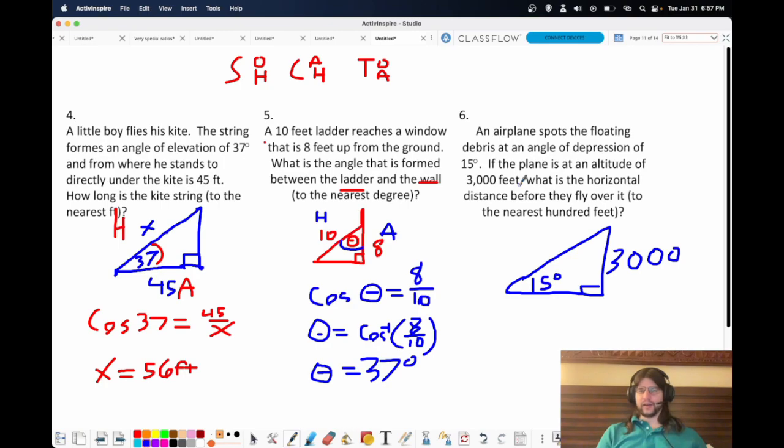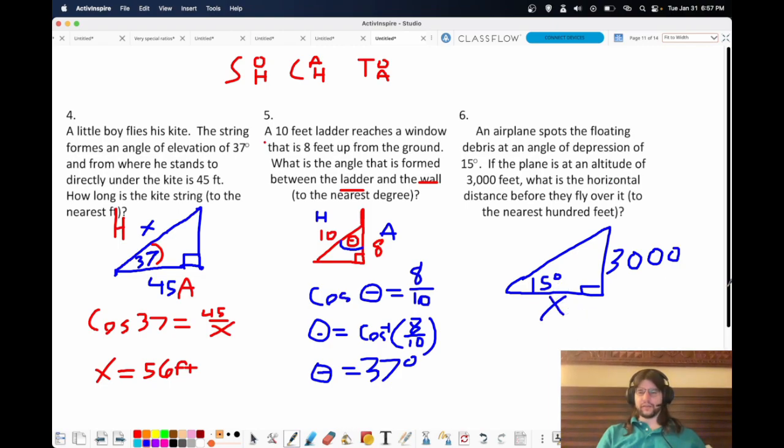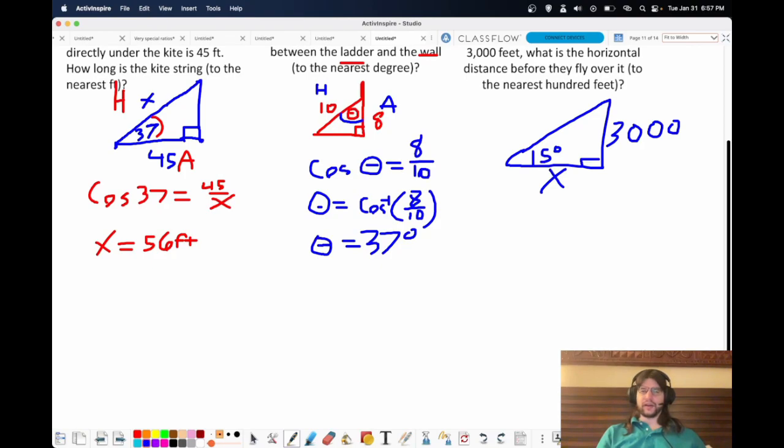I don't know. What is the horizontal distance? Horizontal. This part right here. And again, I'm gonna just do this because you probably can't see that. So we got ourselves no hypotenuse. Tangent must be it. That's my opposite. That's my adjacent. Write it out. Tangent of my angle is opposite over adjacent.